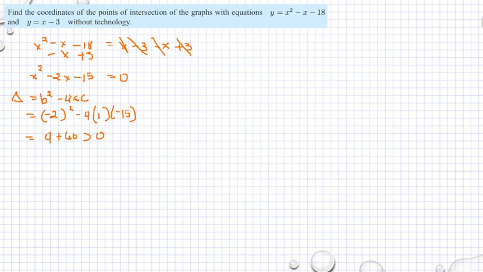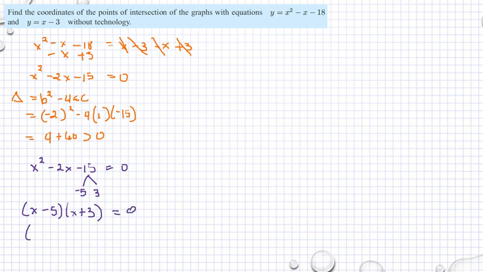There are 3 ways that you can do this: factoring, completing the square, or the quadratic formula. I think factoring is the easiest right now. For example, for 15, we have 5 and 3. We need negative 2, so we have negative 5 and positive 3. So we have x minus 5 and x plus 3. Negative 5 plus 3 is negative 2.